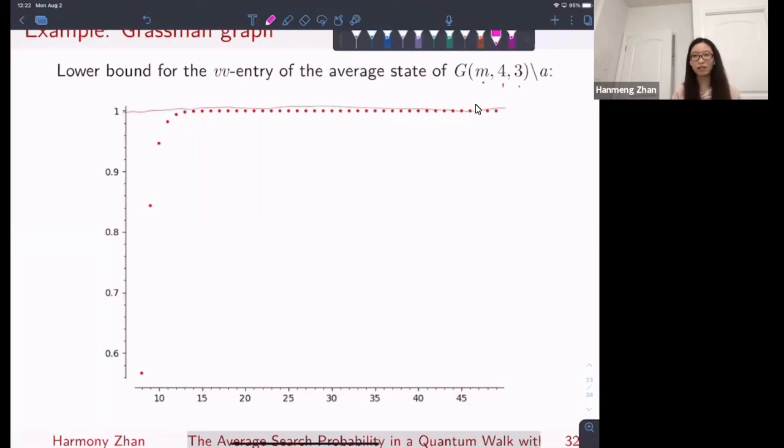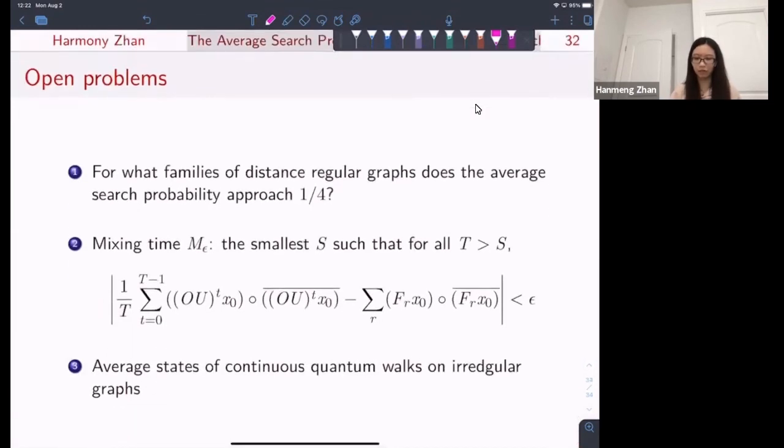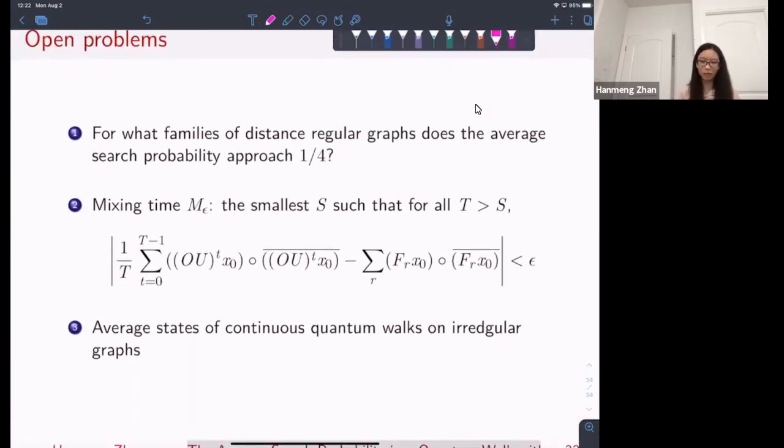And this is also true for many other families, but I don't have a proof in general that the bound actually gives me the limit. So that is the first open problem that I want to finish this talk with. Number one, can we determine for which families of these tensor regular graphs the average probability does approach a quarter? And the bound I provide may not be optimal. There are many other ways to approach this problem.